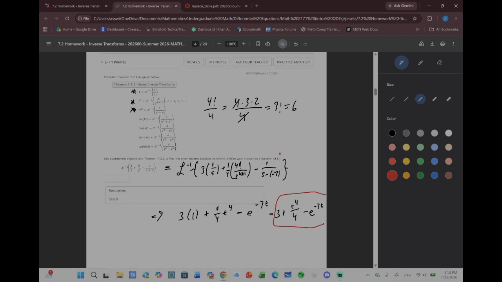So I hope this helped. We can actually do this for other kinds of problems as they relate to the table, but essentially this is the general method.